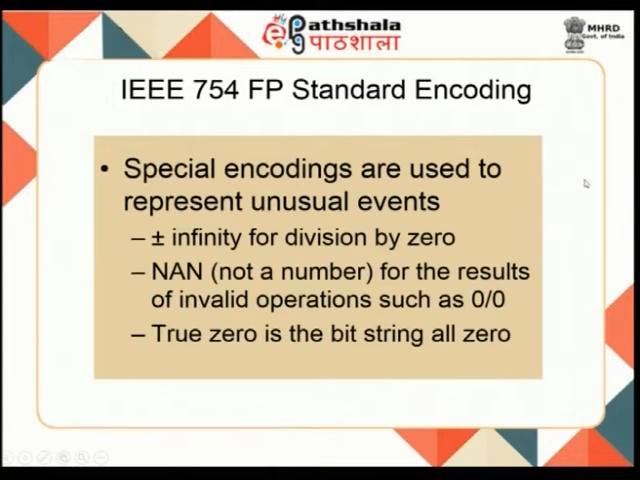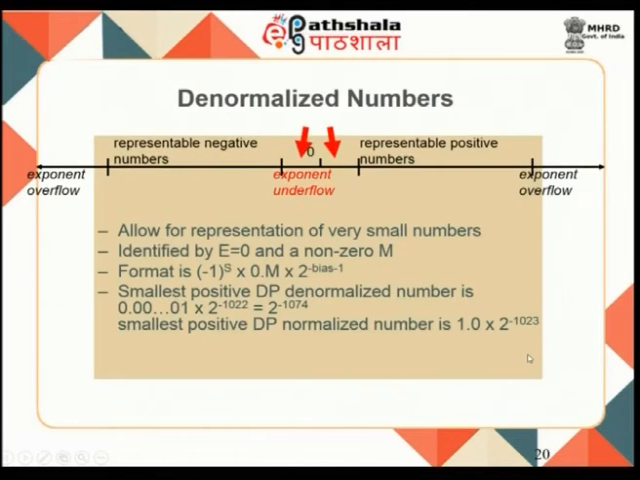The special encodings are used to represent unusual events. So, plus or minus infinity for division by 0, not a number representation for the results of invalid operations such as a division of 0 by 0, and true 0 is represented as a bit string of all zeros. So, this is the general representation.